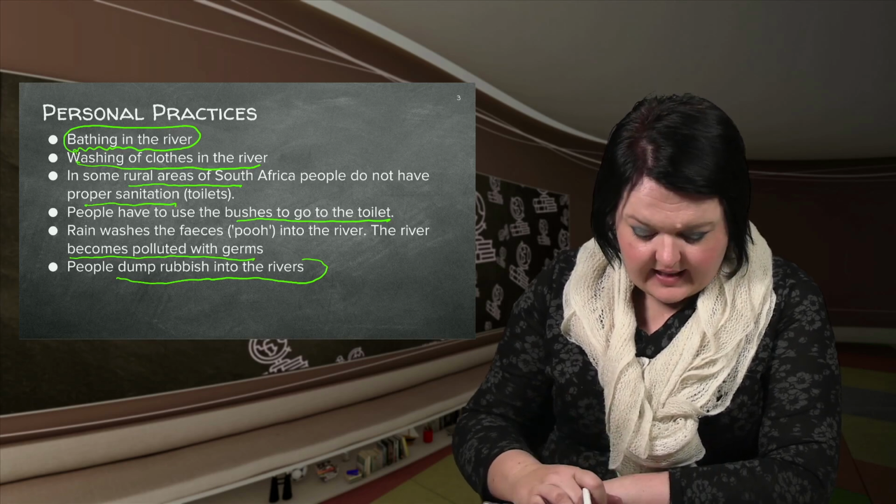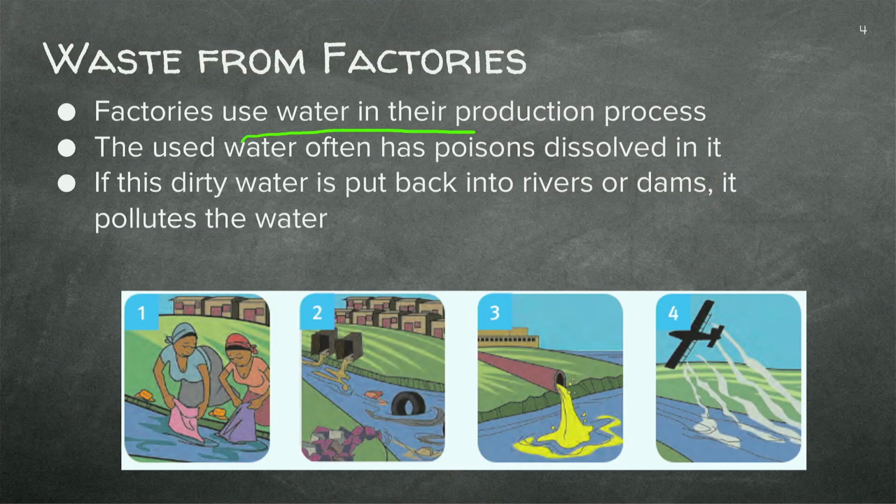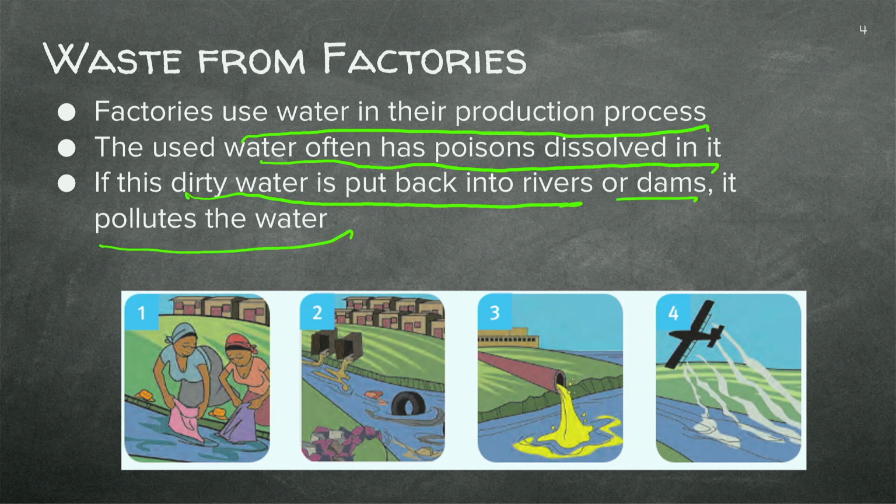Let's have a look at factories. So factories use water in their production process. Throughout the process, water is used with most processes. The used water often has poisons dissolved in it or other chemicals that need to be extracted before it can be reintroduced into the water system. However, if this dirty water is put back into the rivers or dams, it pollutes the water.